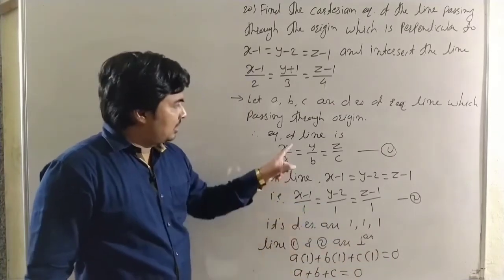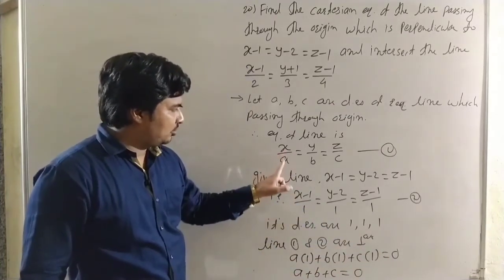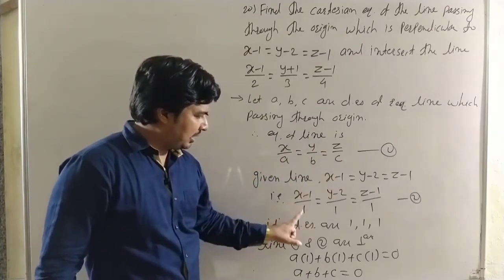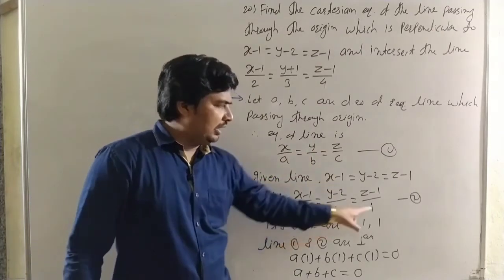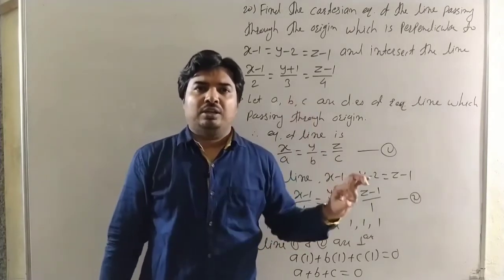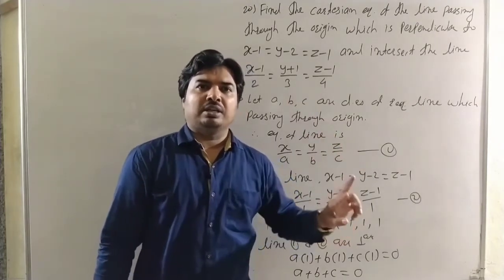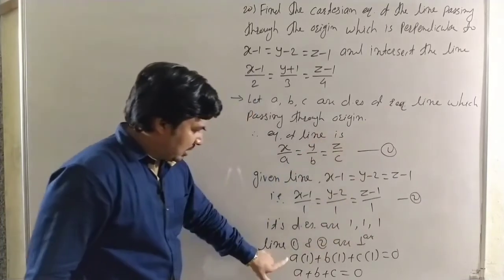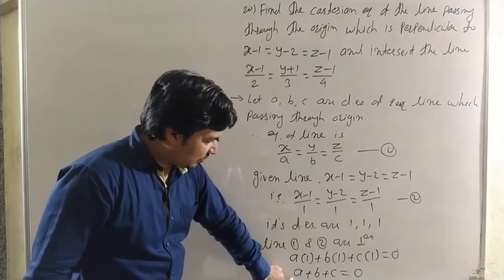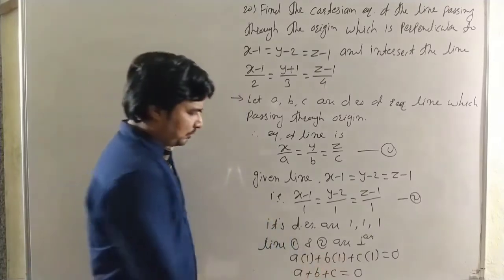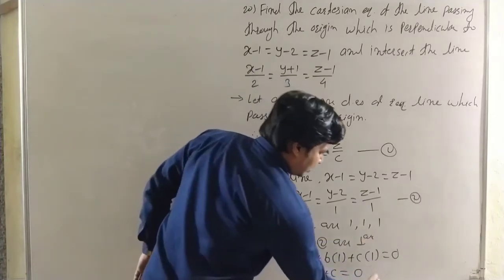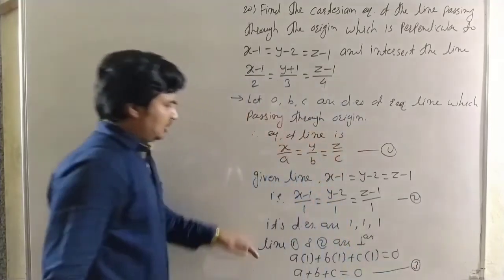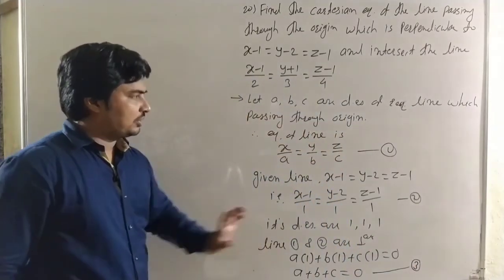When these two lines are perpendicular, the direction ratios of line 1 are a1, b1, c1, and the direction ratios of the other line are a2, b2 and c2. We know that if two lines are perpendicular, then a1 a2 plus b1 b2 plus c1 c2 is equal to 0. By this we get the relation a plus b plus c is equal to 0. We use this relation in our next calculation. Here it is equation number 3.